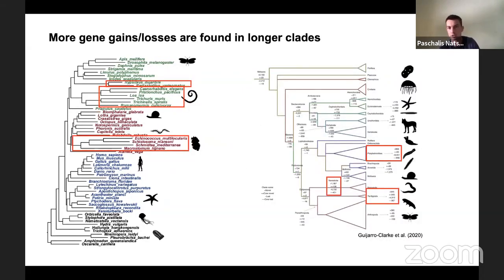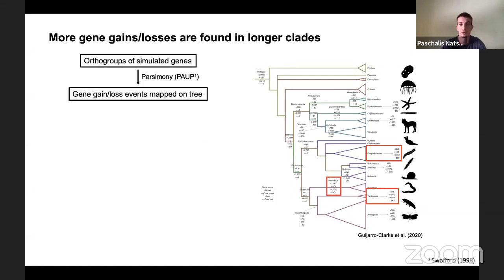The phyla of nematodes, platyhelminths and tardigrades were found to have an increased number of gene losses compared to other phyla. But we also know that these phyla are known to have a long branch leading to them. We wanted to see if these long branches somehow interfere with the gene gain and loss inference. To test that, we went back to our simulations, to our orthology results in the simulated genes, and using a parsimony framework, a simple algorithm, we mapped gene gain and loss events onto the tree.